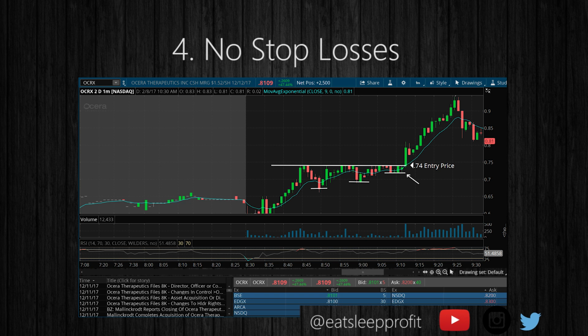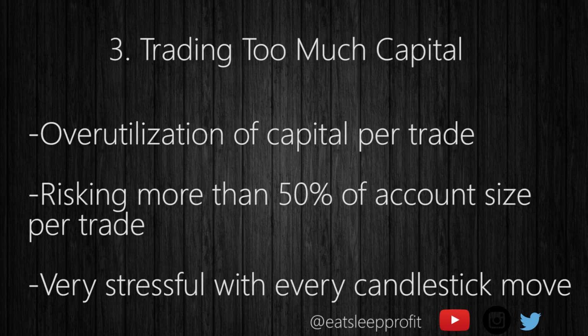But overall, this is really how I like to use my stop losses and why you should use your stop losses. Now, number 3. This is a big problem too, and it was a big problem for me when I first started off: trading too much capital. Overutilizing your account size per trade is always going to be the worst thing to do, because it opens you up to a lot of shots if the stock was to go against you, and you're going to lose a lot of money, and it's not a good situation overall.